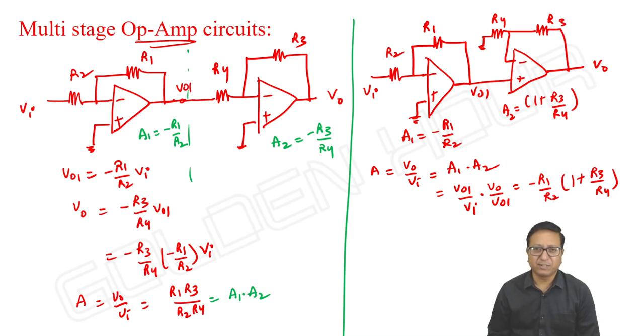So very simple, right? You can take a non-inverting first and inverting later. It doesn't matter. Ultimately, as they are in series, overall gain is equal to the product of the individual gains. That's it. Directly we can write this. I'm not writing more combinations, not required.